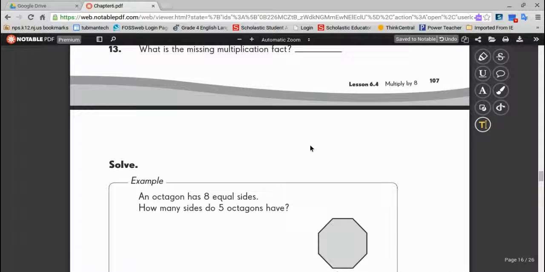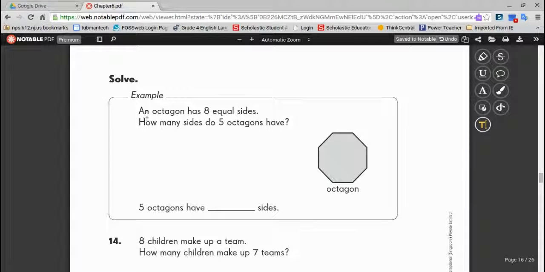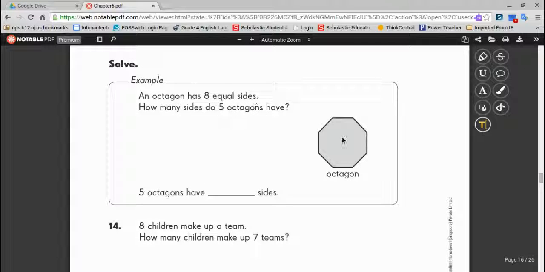This is page 108. Solve. So let's look at our example. An octagon has 8 sides. How many sides do 5 octagons have? Anytime I have word problems, I like to draw pictures and take it one sentence at a time.